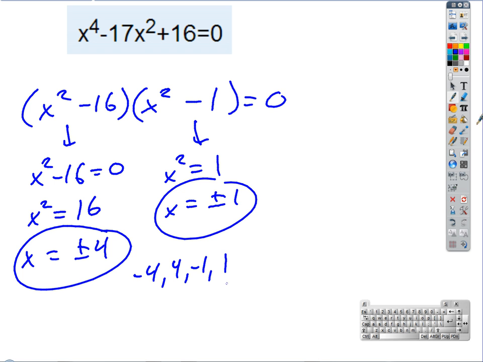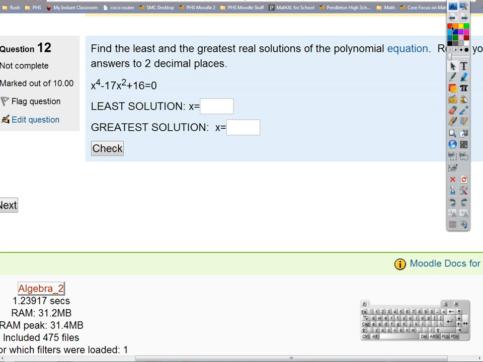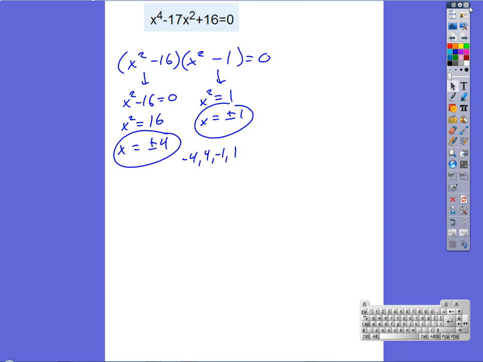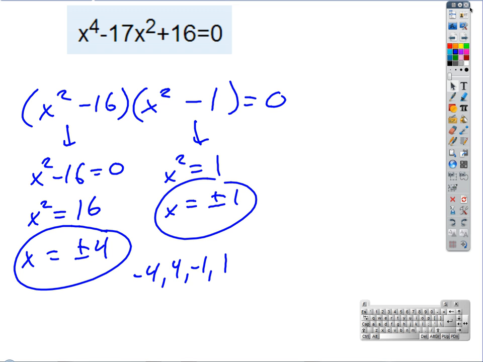They want the least and greatest. They wanted the what? They wanted the least and greatest. So what would they be? Yeah, negative 4 is the least, right? And 4. Negative 4, positive 4. Okay, so that's gonna be right. Now, do I have to factor it? No, I don't have to.